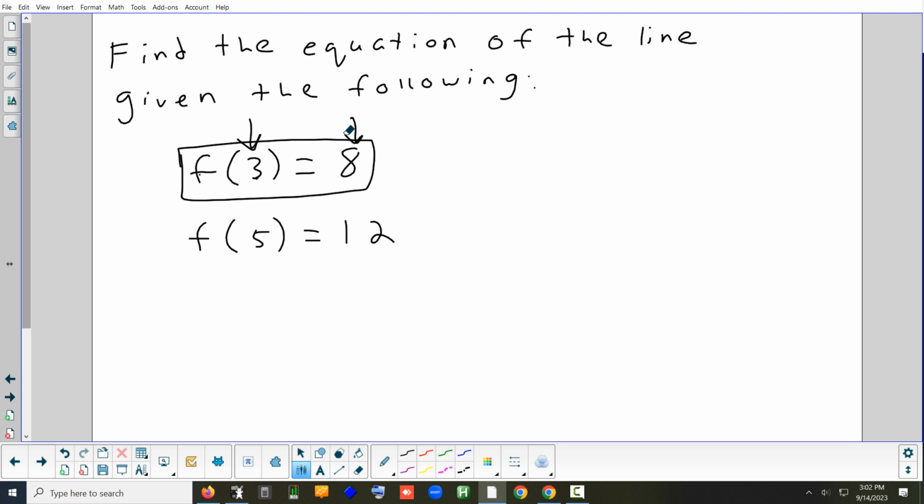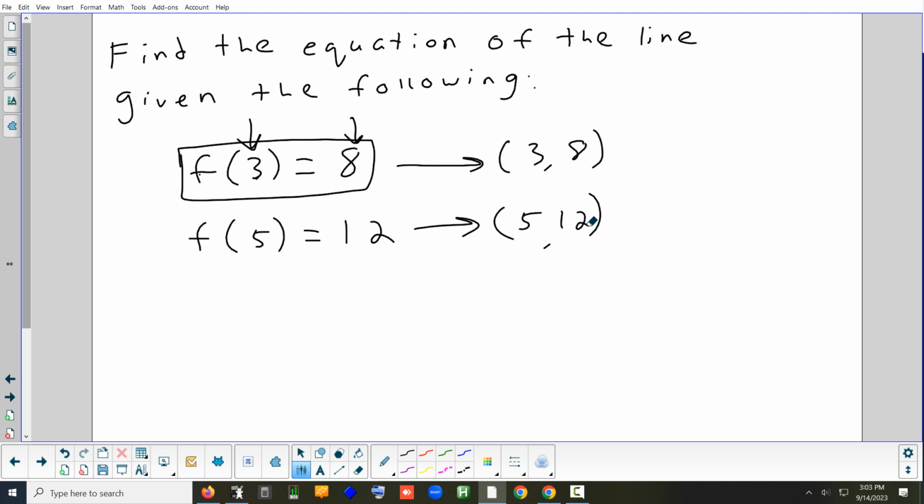Think about if you're going to write it as a coordinate. You said the y value. So this is basically a coordinate. How would you write this information as a coordinate rather than writing it in f of x notation? 3, 8. Yeah, it's really just the coordinate 3, 8. And how about the bottom one? 5, 12. Now, what's one thing that we need to figure out if we want the equation of the line?